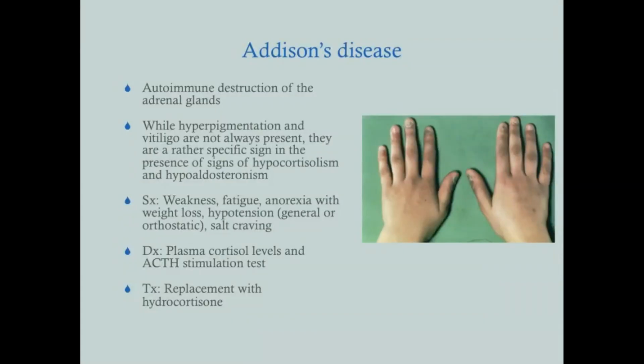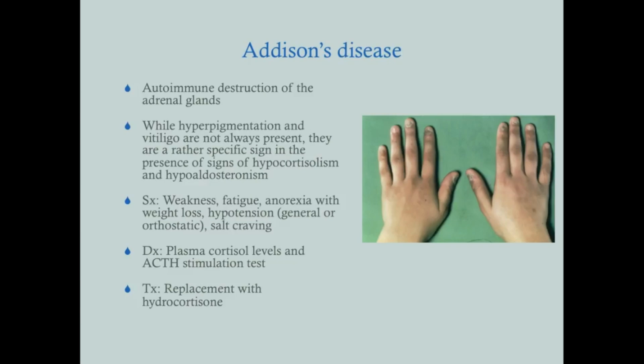So Addison's disease, autoimmune destruction of the adrenal glands. You see hyperpigmentation and vitiligo in some patients. The symptoms are weakness, fatigue, anorexia with weight loss, hypotension, either general or orthostatic, depending on how severe it is. So when you have volume depletion, orthostatic hypotension is always a possibility. These patients can be mildly volume depleted because of their hyponatremia. Salt craving is a classic symptom of Addison's disease. Don't expect to see that on the USMLE because it's such a dead giveaway, but it's good to know. Makes sense, they crave salt because they're hyponatremic.